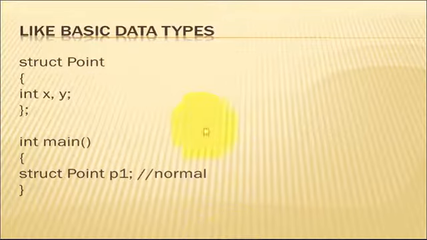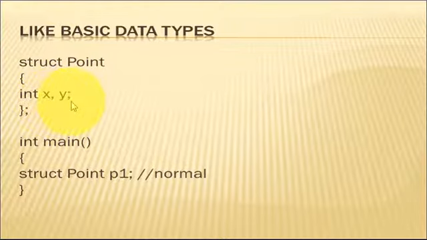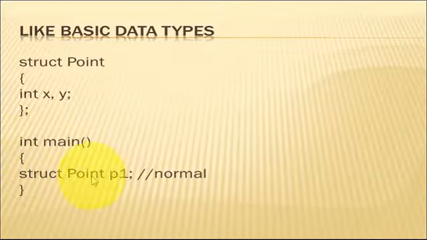The second way is like a normal data type declaration. Here in this example, struct point, inside the curly braces we have two variables, x and y, both having the same data type. Here we are not declaring the structure variable. Instead, we are creating the structure variable in the main function, that is int main. Inside that we are declaring the structure variable P1. Here the data type of P1 is struct point.